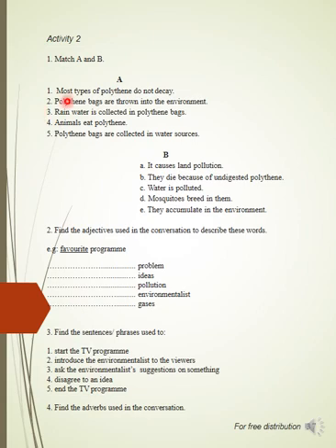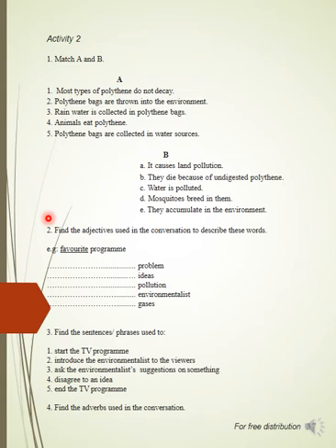Fourth one, animals eat polythene. We learn from the interview that many animals die due to the undigested polythene. They die because of undigested polythene. Fifth one, polythene bags are collected in water sources. C, water is polluted. When polythene bags are collected in all the water sources like rivers, sea, and lakes, what's happening? Water is polluting.